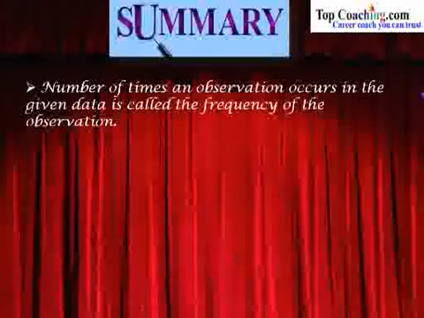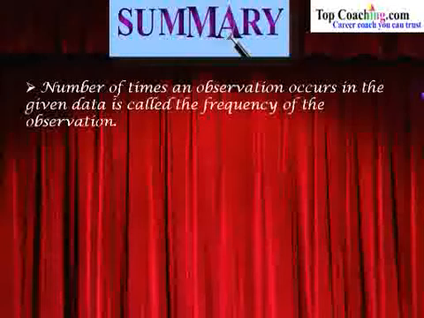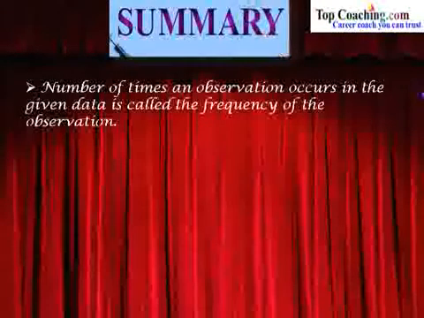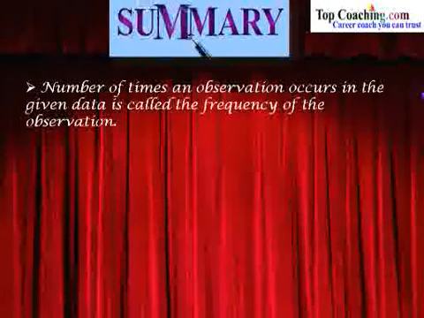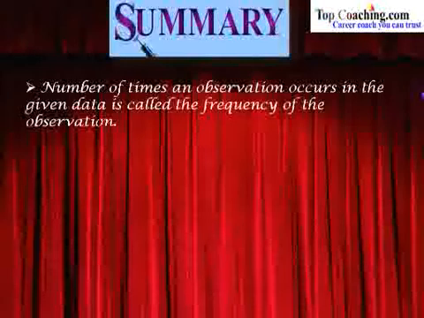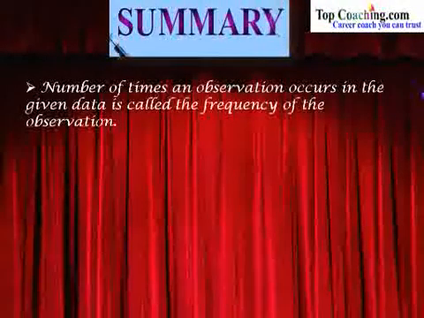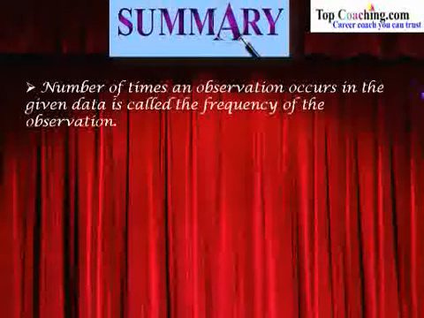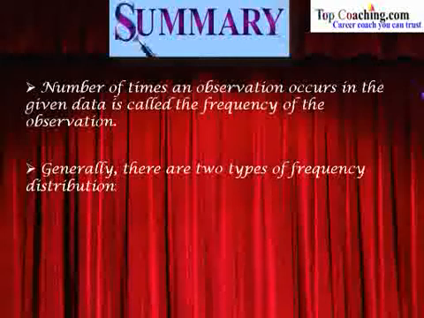The third point says the number of times an observation occurs in the given data is called the frequency of the observation. Let's say in a class there are a total of 15 students, out of which 7 get 10 marks, 5 students get 2 marks and the rest 3 students get 7 marks. So here 7 is the frequency of 10 marks. Why? Because out of 15 students, 7 students get 10 marks. So finally we can say 7 is the maximum frequency in this example.